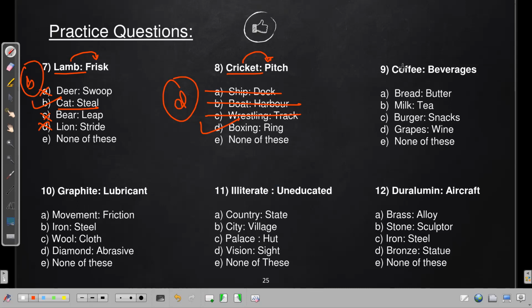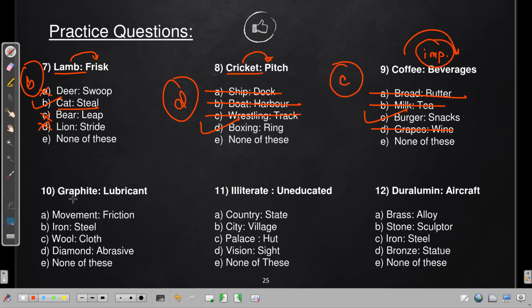Okay, ninth one. Coffee is an important beverage. So bread and butter goes out of the window. Milk, tea, burger, important snack. Okay, grapes important. Grapes used to make wine, but coffee is not. So category. So see, object and their category.